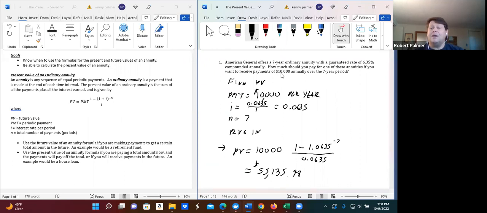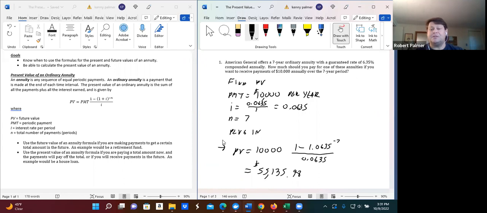Okay, if you notice, of course, $10,000 a year for 7 years would be $70,000. This is about $15,000 less than that. So the rest is made up from the interest. At this rate, you're generating about $15,000 of interest over that amount of time. And that would, in that sense, be cheaper than just saving it in maybe a savings account and then drawing it out later in retirement.